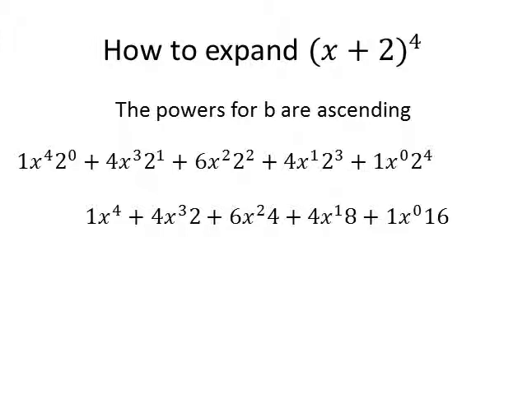Now we multiply the 2 times that coefficient that's in front. We can do that because they're both numbers. So I can change that now and write x to the fourth plus 8x to the third plus 24x squared plus 32x, because x to the 1 power is just x, plus 16, because x to the 0 power is 1. So 1 times 1 times 16 is 16. And that's how I expand x plus 2 to the 4th power with binomial theorem.